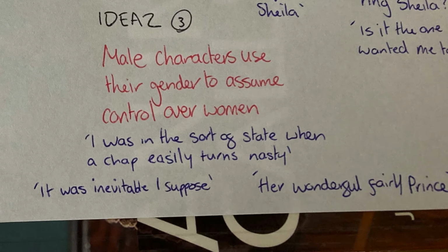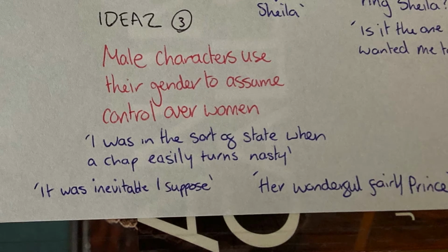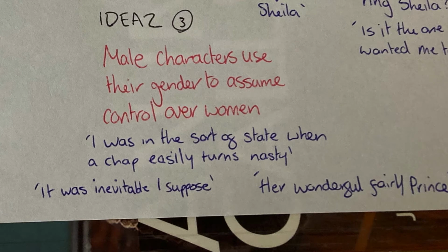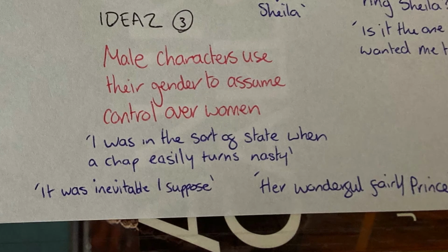Now, some evidence that I've come up with here: we have Eric's confession that when he met Eva Smith, he was in that sort of state when a chap easily turns nasty. I've talked about euphemisms before, about how characters try to play down what they have done, and this is a good example of that. We could easily use much more violent, aggressive language to substitute for the word nasty, but he's treating her like a possession, using that control and dominance over her.